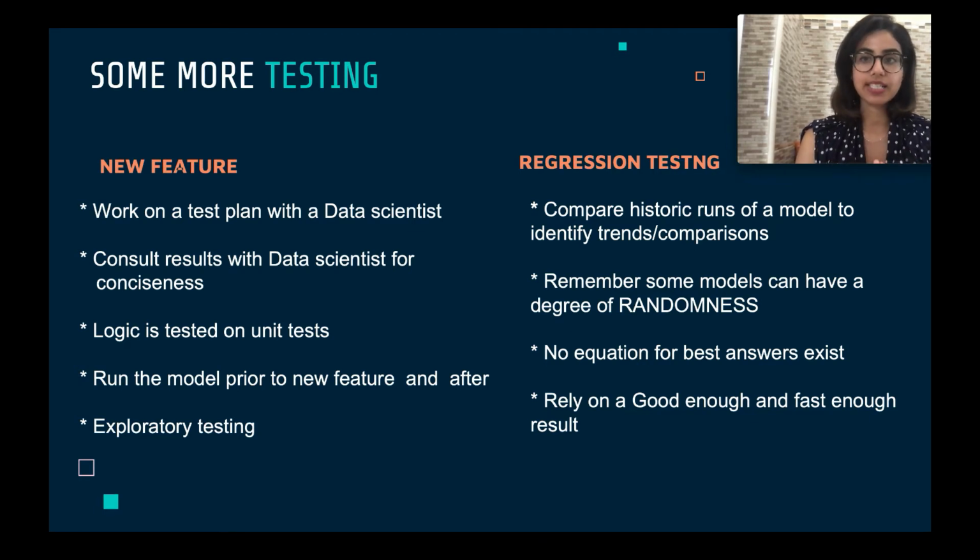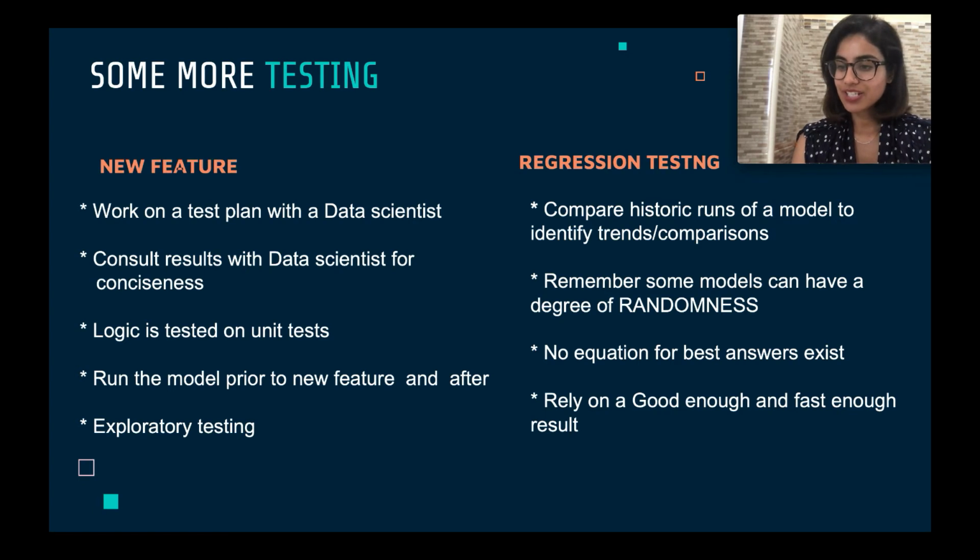Work on a test plan with a data scientist and understand what is actually being implemented. Consult your results with a data scientist for more conciseness. The logic is tested in the unit tests. Run a model prior to a new feature and after. This is what I tend to do. What you would see is that before, you have less optimized results, and after, you might have better results. Maybe the model took less time for a certain thing in your new implementation, and it gave you better results. And of course, exploratory testing.